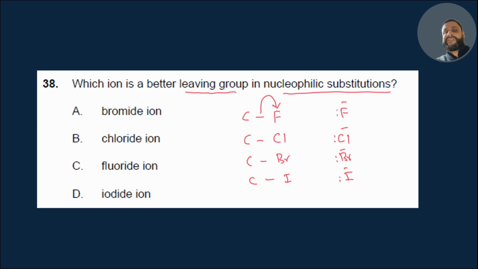Carbon fluorine bond is the strongest bond because it has the highest bond enthalpy. Carbon iodine is the weakest bond because it has the lowest bond enthalpy. Hence, iodide will be a better leaving group. Hence, D is the correct answer.